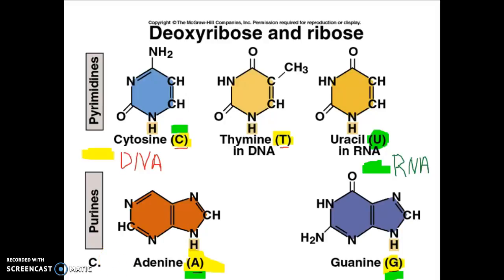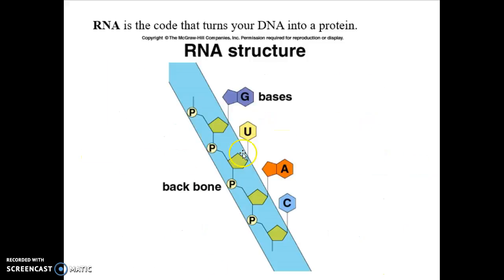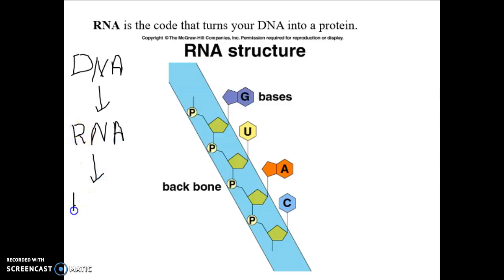And structurally, when we look at RNA, we have a single strand of information here. We don't have the double helix we had in DNA. RNA is the code that turns DNA into a protein. It's an intermediate. So we'll come back to this, but I just want to set the stage now. DNA acts as a menu. DNA becomes RNA. RNA then determines your amino acid chain or your protein.